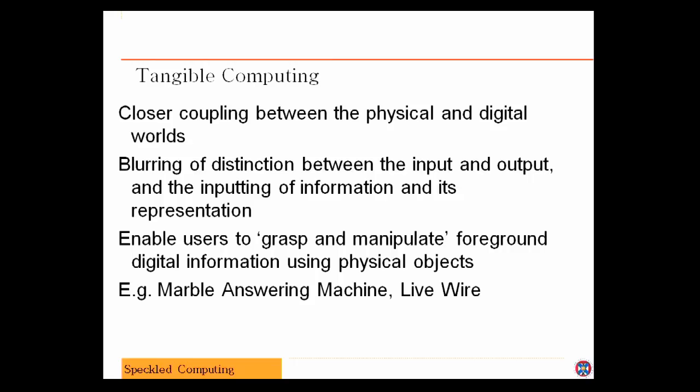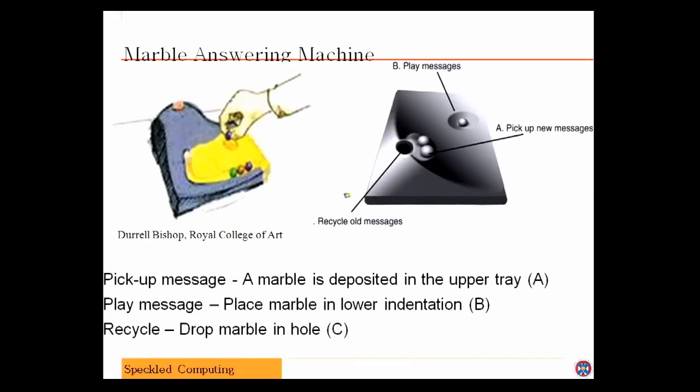So just to conclude, I just want to draw some connection with where we sit relative to a number of other works. One area is what is called tangible computing, where you have a closer coupling between the physical and digital worlds, where you have these devices which perform computing. So you're blurring the distinction between input and output. A good example of this, which came out of the Royal College of Art, is what's called a marble answering machine.